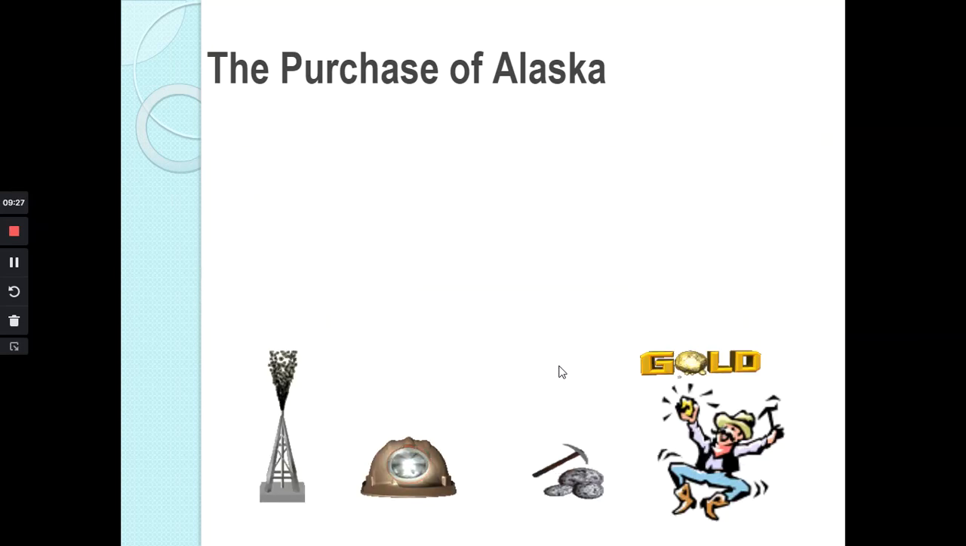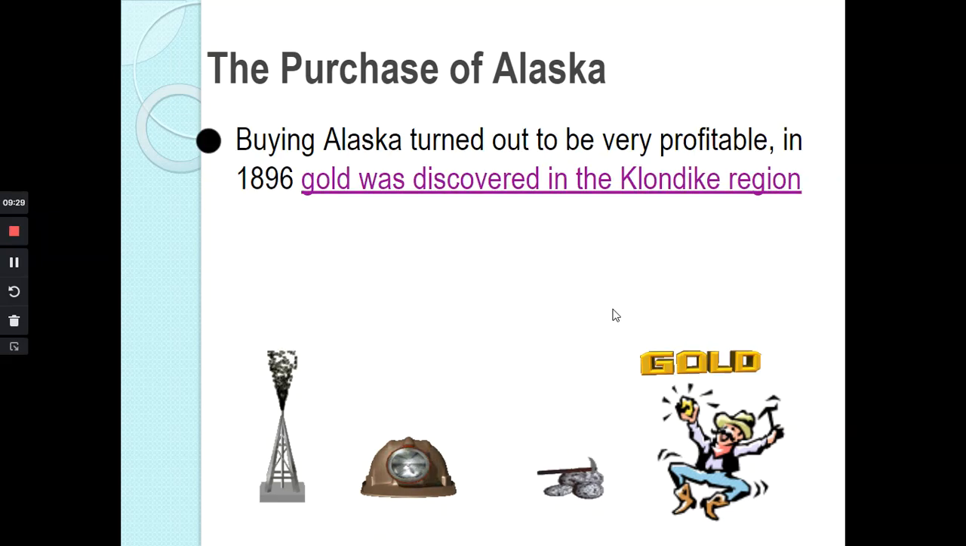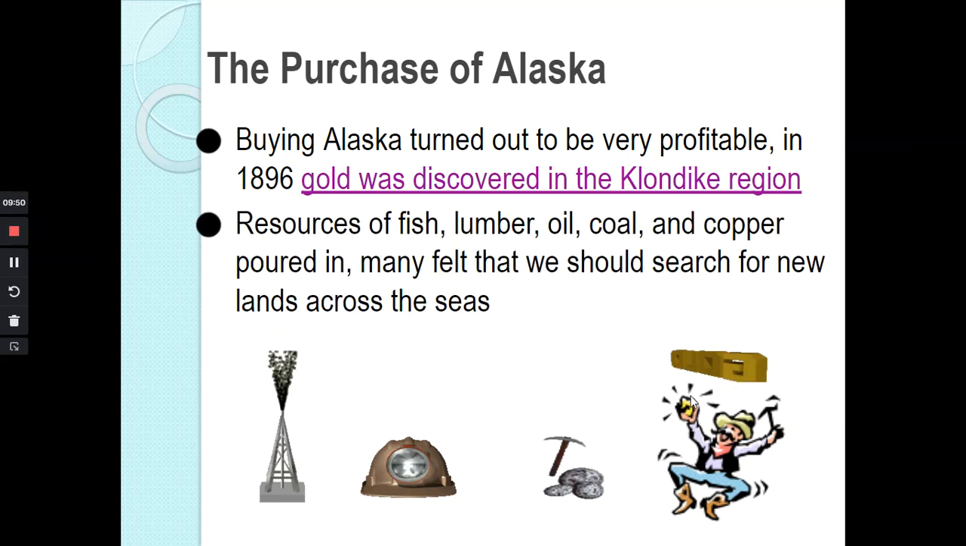Well, how did it become valuable? Well, first of all, in 1896, after Seward had passed away, gold was discovered. The Klondike. What would you do for a Klondike bar? The Klondike, they found gold, and many Americans rushed to Alaska to get rich quick. And it turns out, of course, Alaska had other important resources.